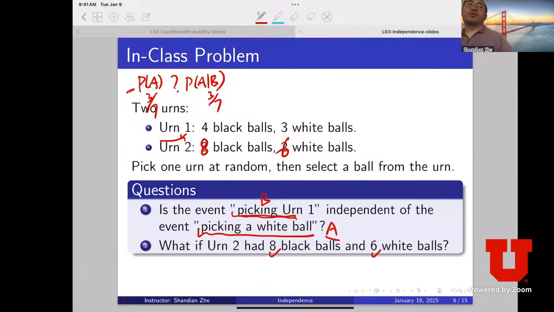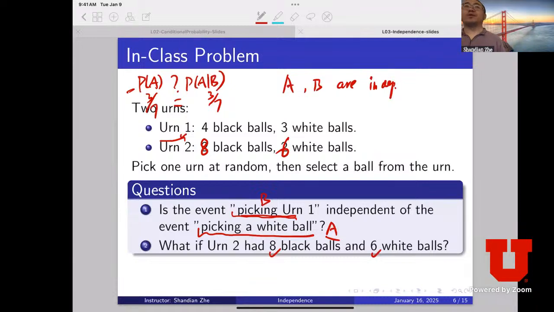Now, what can we conclude? According to the definition, the conditional probability now is the same as the marginal probability. So in this case, A and B are independent. Sounds a little bit weird, right? But this is by definition.